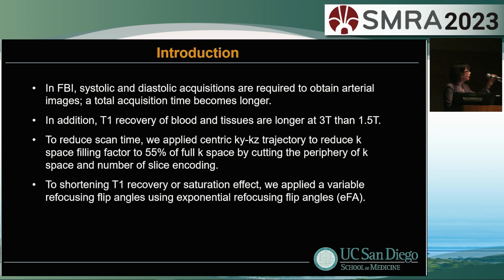In FBI, or fresh blood imaging, we use systolic and diastolic acquisition and subtraction, using the physiological difference in those 2 cases. To decrease the scan time, we use the centric KYKZ and applied a variable flip angle to reduce the saturation effect.